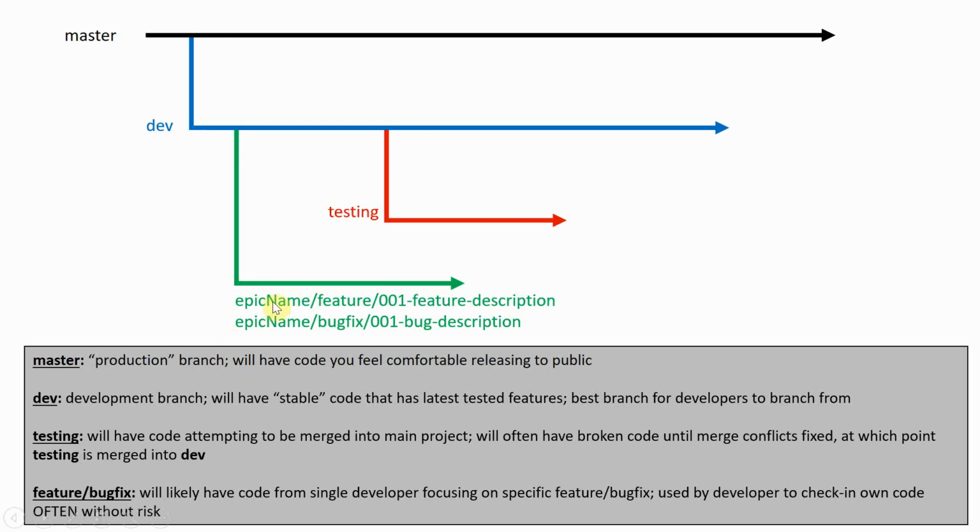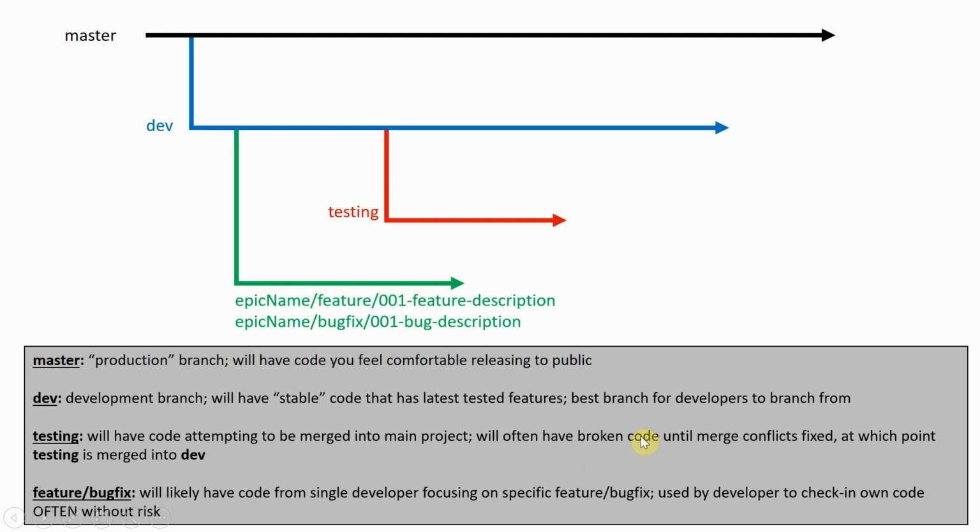So that's the idea there. You could also do this with team names, like if you were in a bigger environment where you actually had multiple teams working on the same project, then you might do it that way, where you have a team name, feature, and then a feature description. Again, just a suggestion. But anyway, these green branches are going to likely have code from a single developer.